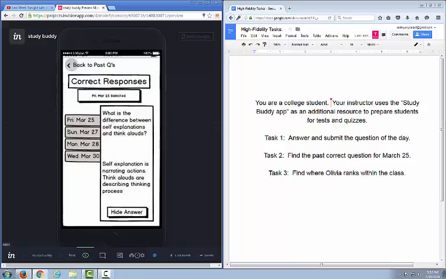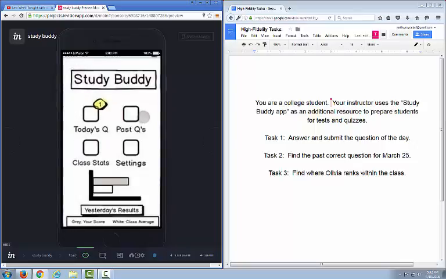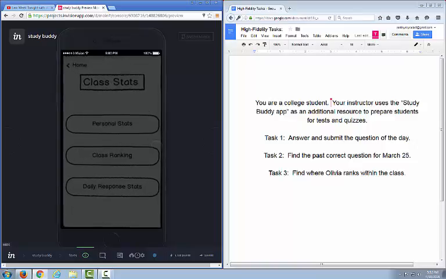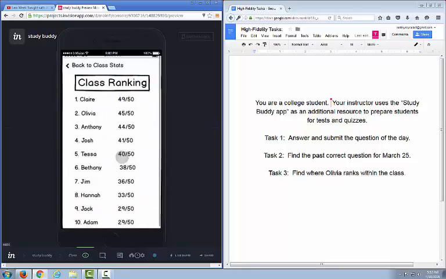So I want my third task, find where Olivia ranks within the class. Good old Olivia. So I'm going to end up going back home, I'd assume. I want to know where Olivia ranks, so I'm going to look at our class statistics. Hopefully Olivia isn't doing better than I'm doing, because that would be embarrassing. I'll do class rankings, and I'm going to come look here.